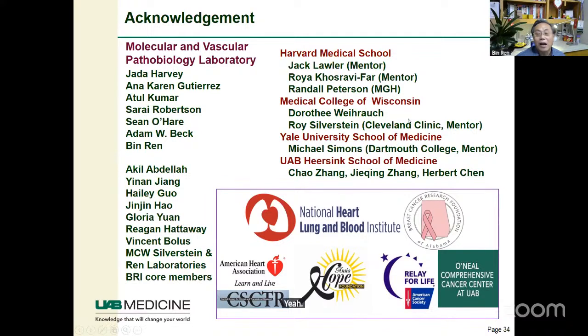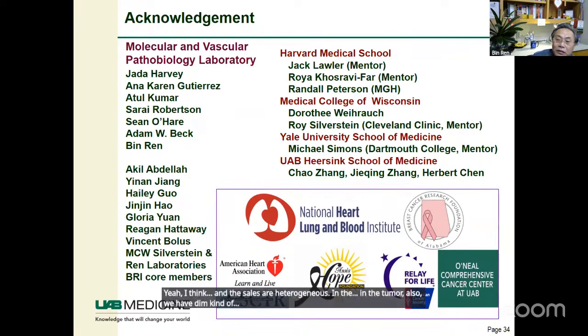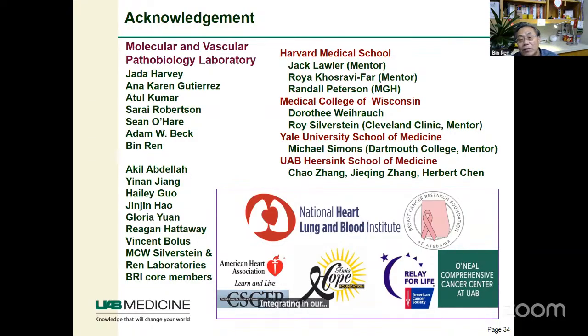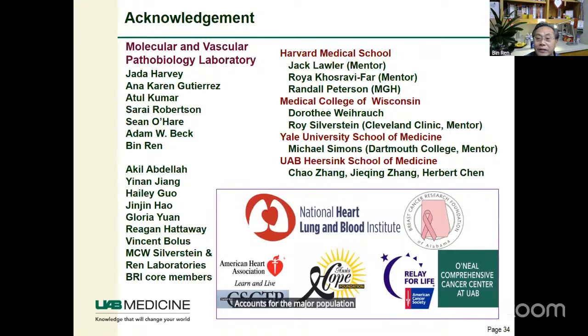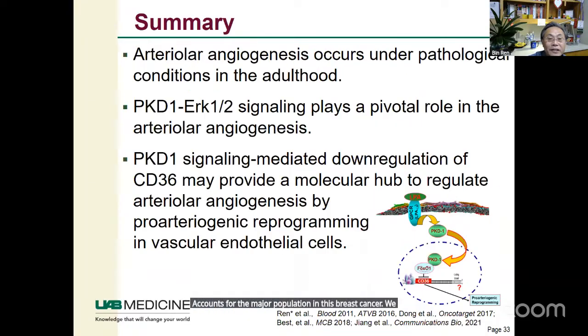Yeah, I think endothelial cells are heterogeneous. In the tumors, we also have different types of endothelial cells. In our analysis of the breast cancer endothelial cells from single cell RNA-seq data, we found that most endothelial cells are tip cell-like cells, and also arteriolar endothelial cells account for the major population in this breast cancer.